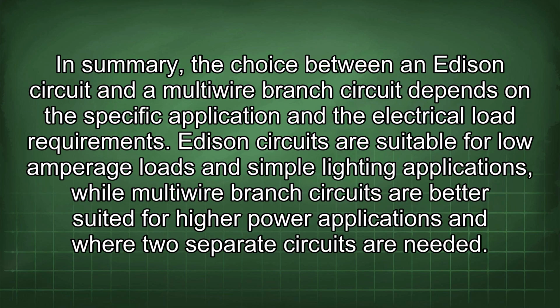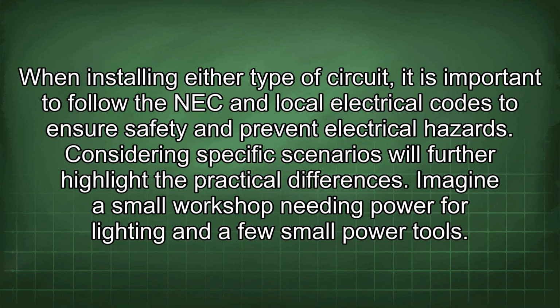In summary, the choice between an Edison circuit and a multiwire branch circuit depends on the specific application and the electrical load requirements. Edison circuits are suitable for low amperage loads and simple lighting applications, while multiwire branch circuits are better suited for higher power applications and where two separate circuits are needed. When installing either type of circuit, it is important to follow the NEC and local electrical codes to ensure safety and prevent electrical hazards. Considering specific scenarios will further highlight the practical differences.